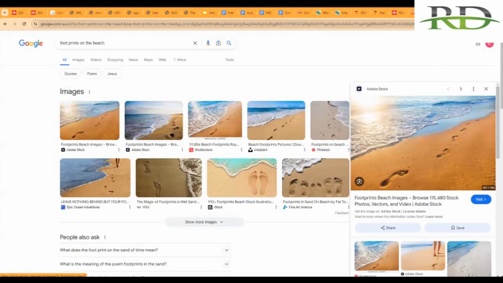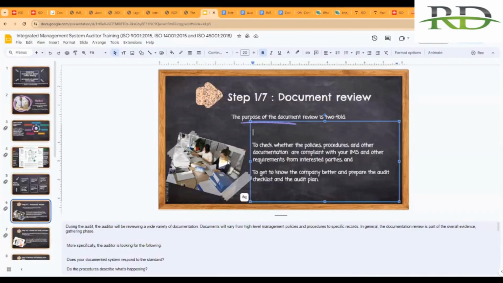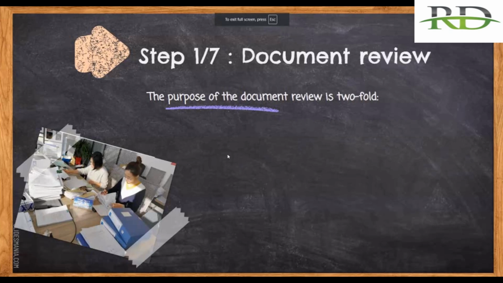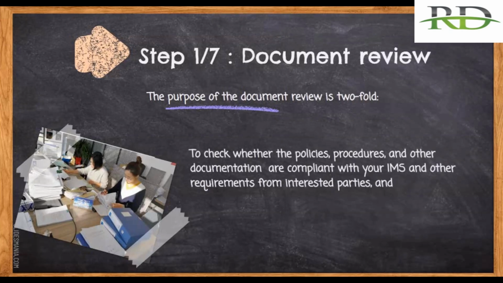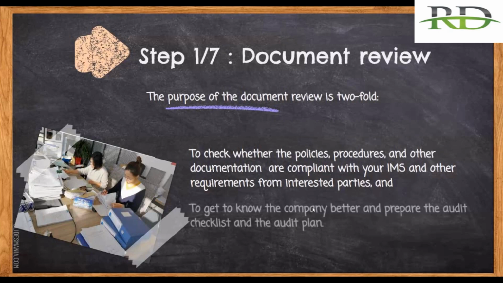Documented information review is going to help you as an auditor in two ways. When you are looking for those footprints, not only are you going to confirm that there is evidence that the organization is compliant with the Annex SL and the integrated management system, but you are also going to get to know the organization better. The same way the footprints tell you whether this was a human being, a cat, or a dog, that kind of information helps you understand what really happened. It is the same thing with documented information review.